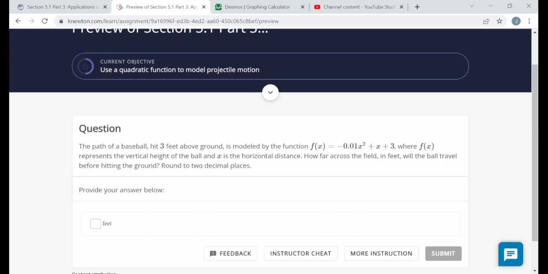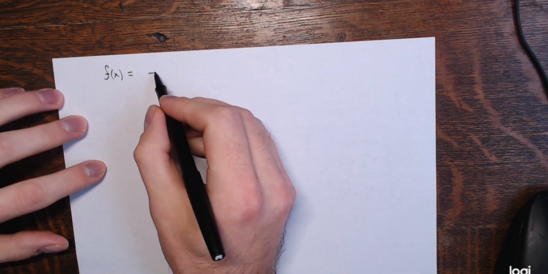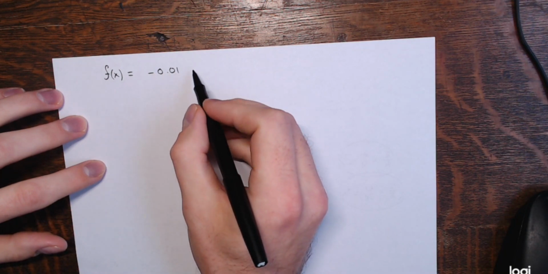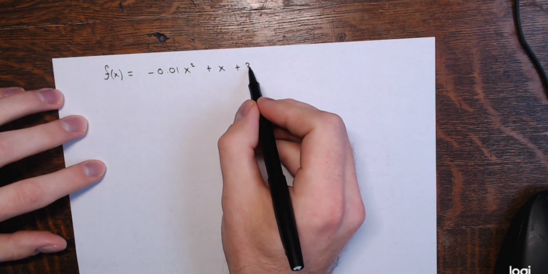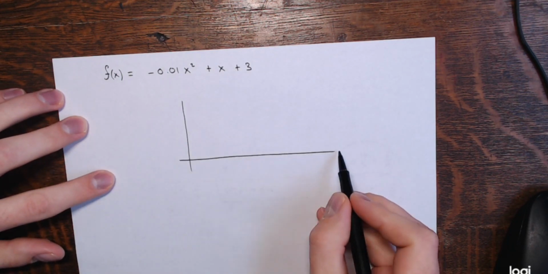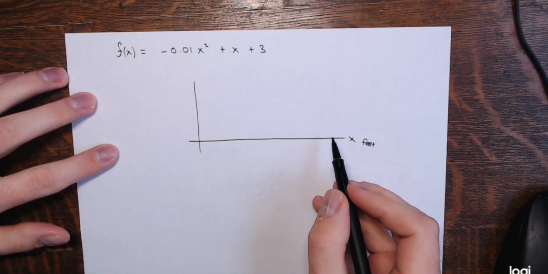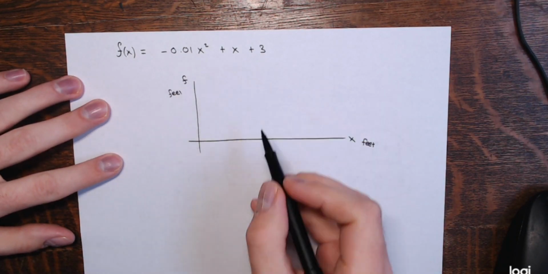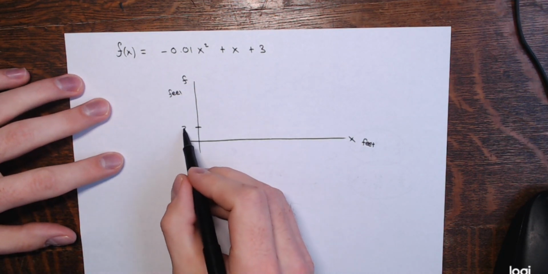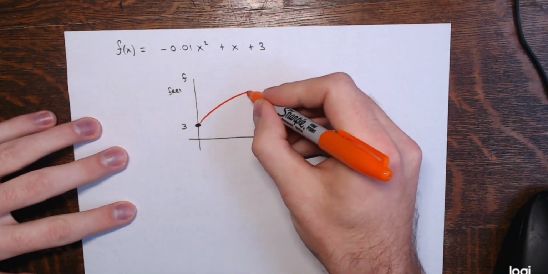Right, so again, I'll draw this. All right, so here f of x is negative 0.01 times x squared plus x plus 3. So again here, x is the number of feet that the ball has traveled horizontally. And then f is also in feet, the output's in feet as well, but this is the amount of feet it's off the ground. And we have 3, the ball was hit 3 feet off the ground and then comes down at some point.